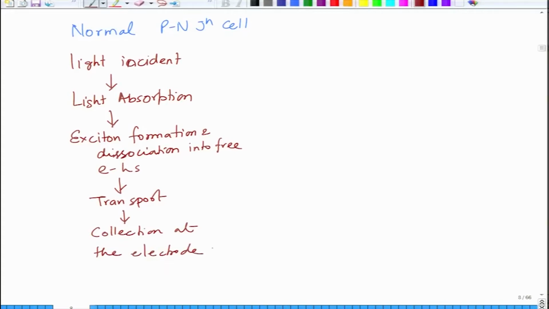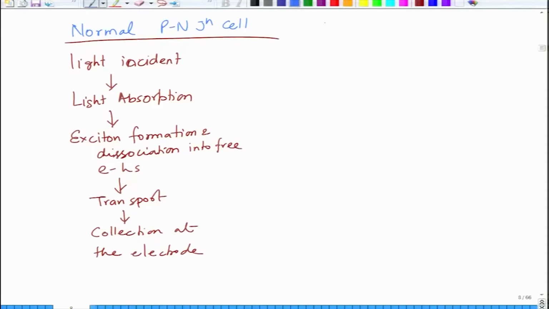In the normal inorganic p-n junction solar cell, these steps are relatively straightforward. The light comes, light is absorbed, you form an exciton. The exciton has very low binding energy and it readily dissociates into a free electron and free hole. The free electron and free hole are swept away on either side of the junction through the built-in electric field, and these carriers transport to the electrodes, and then they are collected.